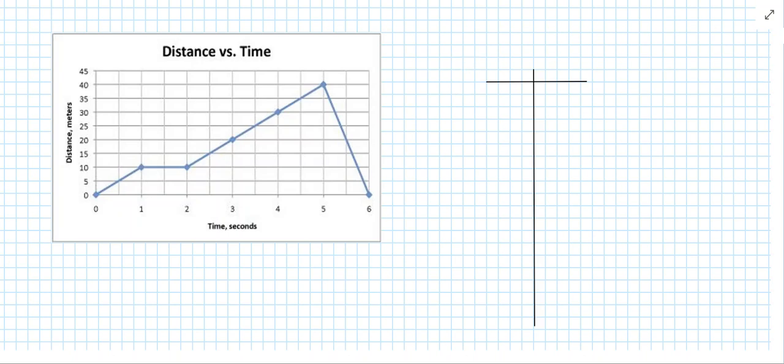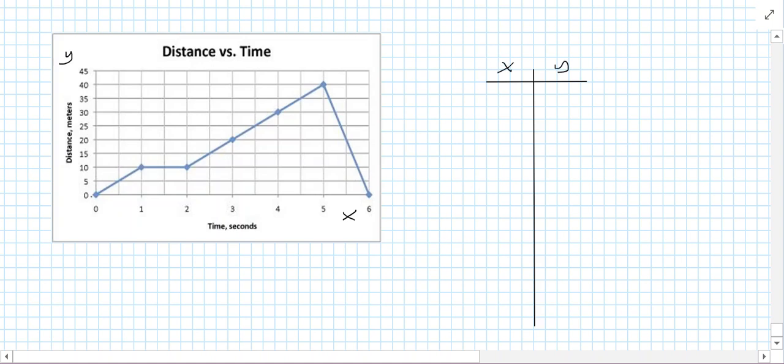Okay, so what we have here is a graph, and it shows, let's say, along the x-axis we have time in seconds, and then along the y-axis we have distance in meters. So again, remember, this is the x-axis and this is the y-axis. So we have x and we have y.